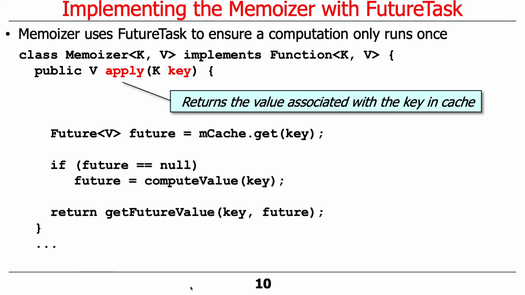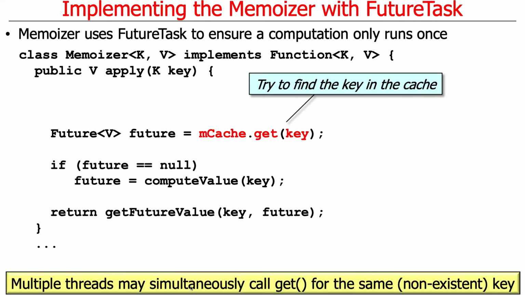So apply is, of course, the method signature we inherit from Function. So apply is what's going to go ahead and ensure that the computation only runs once, and it's going to do the computation and store the value if it's not already there, and return the value no matter what. So the first thing we do is we come in here and we use the older version of Java ConcurrentHashMap to see if there is already a value associated with a given key. So the key is passed in as a parameter.